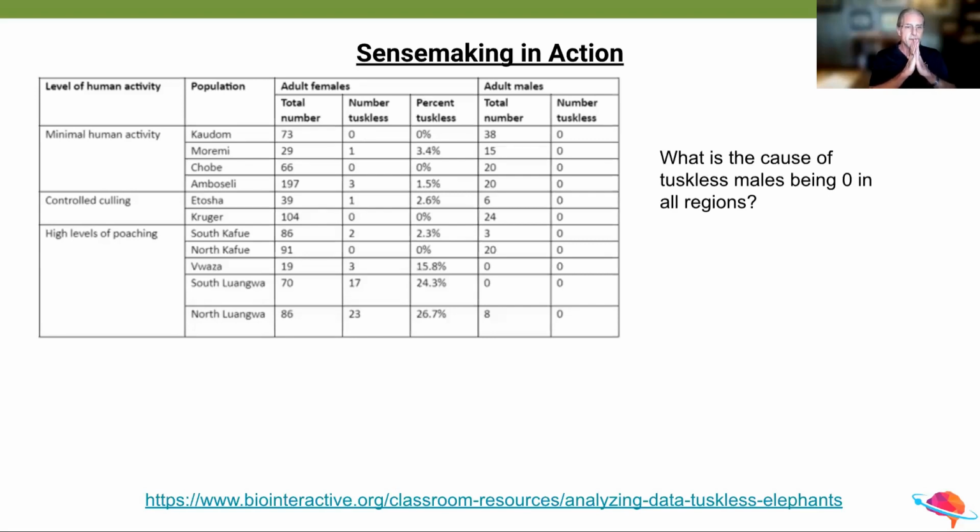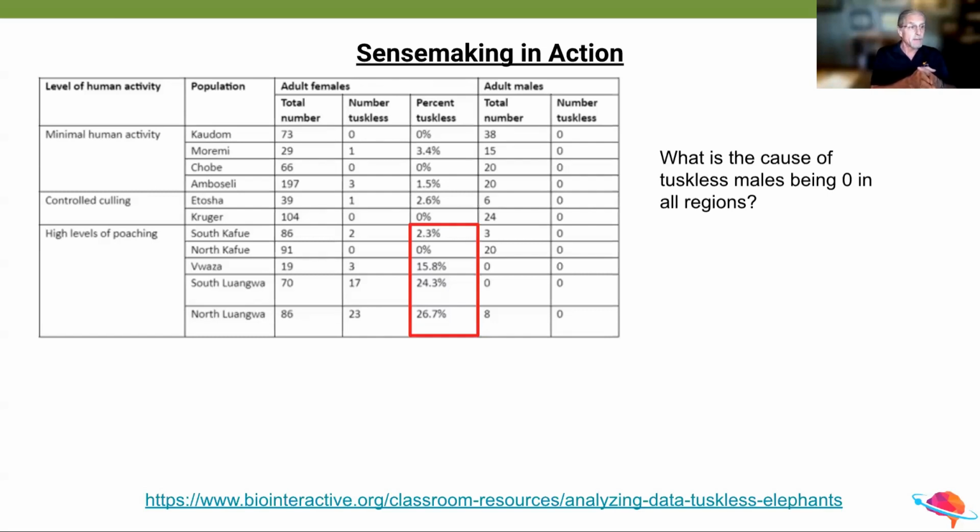And I think you can see that, let's put that red box up there. If you take a look at that, you can see that in, I don't know if I can pronounce that, Luanga, in that area, there are some places where the percentage of tuskless elephants is really pretty high, a quarter of them. But also in another area where there's high poaching, 0.